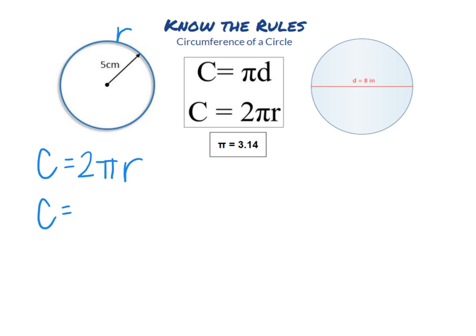So what that means to find our circumference is we're going to type into our calculator 2 times pi, which is 3.14, times the radius. 2 times pi times radius will give us 31.4.